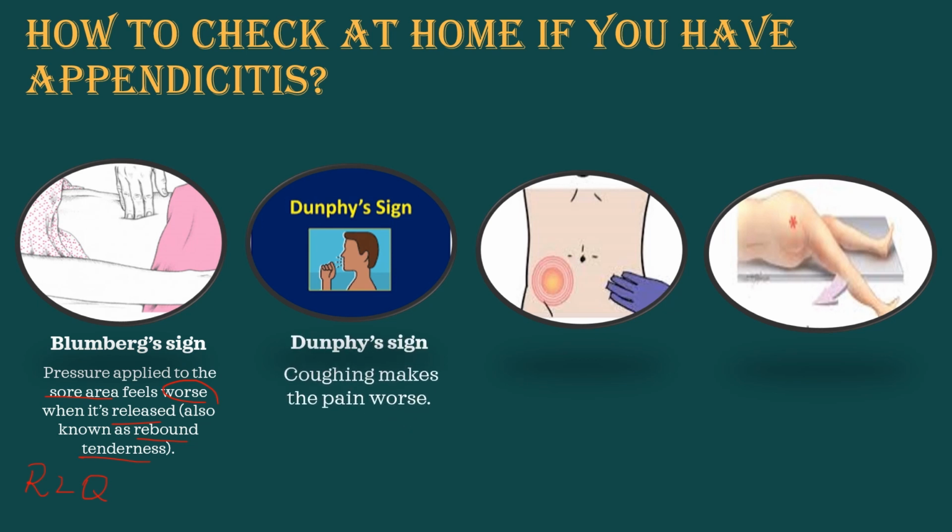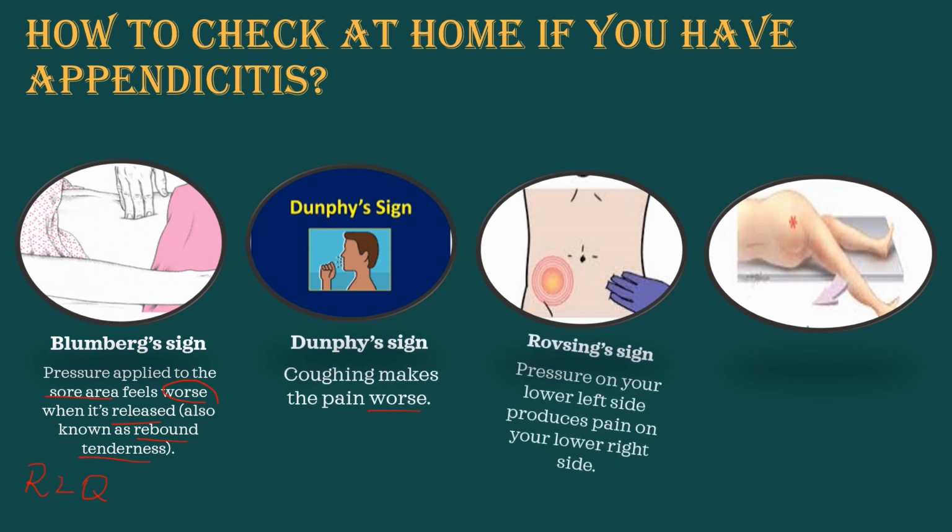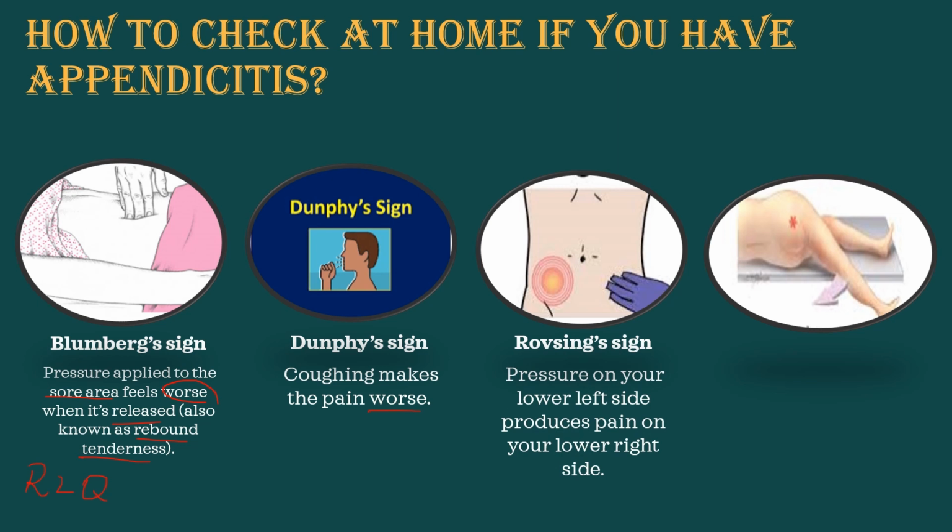Dunphy's sign, in which coughing makes the pain worse. Rovsing's sign, in which pressure is applied to the lower left side of the abdomen, and this produces pain on the lower right side of the abdomen where the appendix is located.